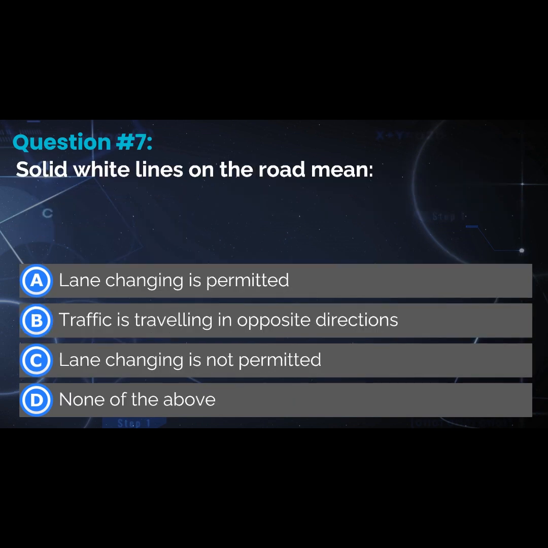Question 7. Solid white lines on the road mean A. Lane changing is permitted. B. Traffic is traveling in opposite directions. C. Lane changing is not permitted. D. None of the above. The correct answer is C. Lane changing is not permitted.